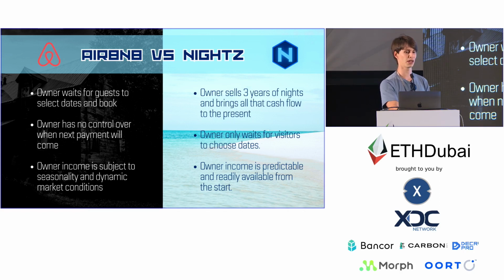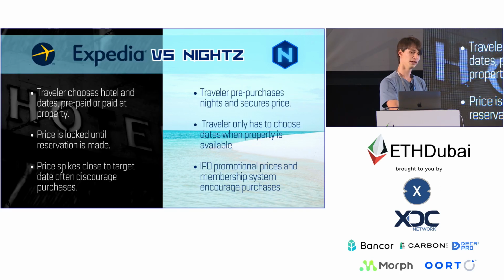Airbnb: the owner waits for guests to select the dates and book. The owner has no control over when the next payment will come. Owner income is subject to seasonality and dynamic market conditions. Nights: the owner can sell three years and bring all that cash flow to the present. The owner only waits for the visitors to choose the dates. Owner income is predictable and readily available from the start.